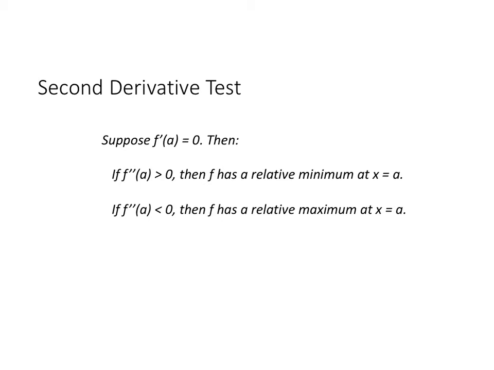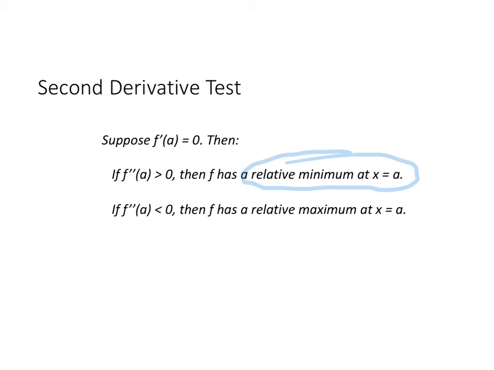So how could we define the second derivative test? Well, suppose we have a function where the first derivative at a is equal to 0, okay? So therefore, a is a critical point, all right? If the second derivative at that critical point is greater than 0, or in other words, positive, then the function has a relative minimum at that critical point. That is considered to be a relative minimum.